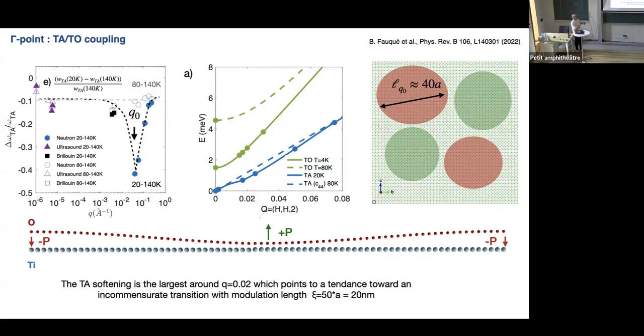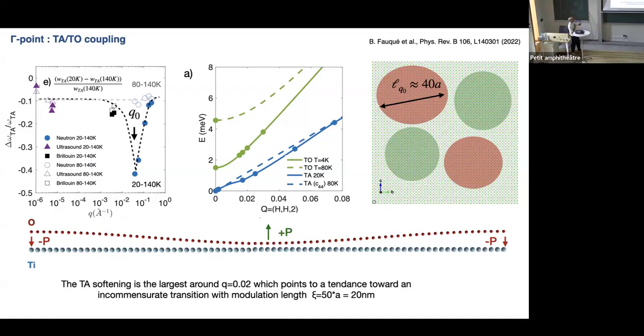And I don't want to enter into the detail of the experiment, but this is a very difficult experiment because we are working at a tiny Q vector. Here we are talking about an energy of 1 meV. Yesterday you saw something at 1 eV. So you can imagine that at 1 meV, you need to work very close to the Bragg peak, which you need to have a very good energy and Q resolution.